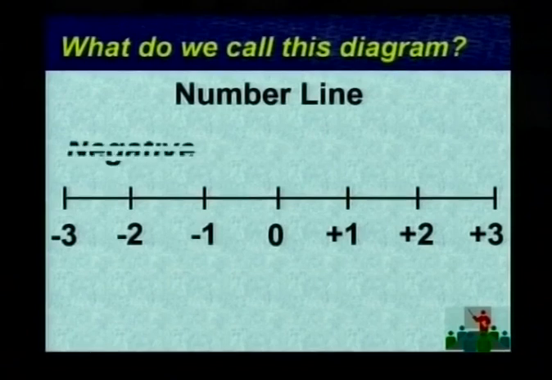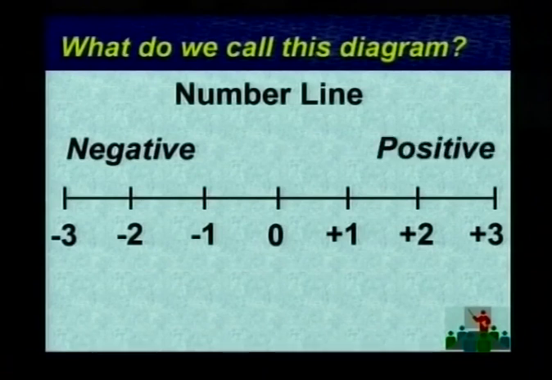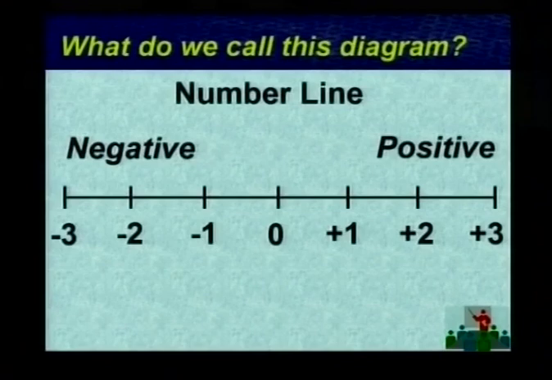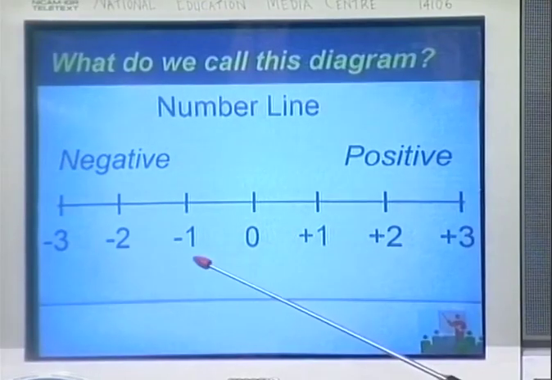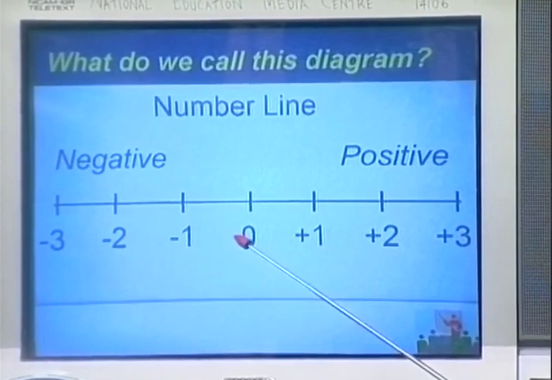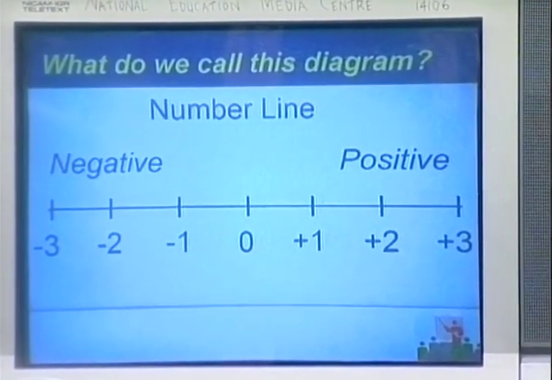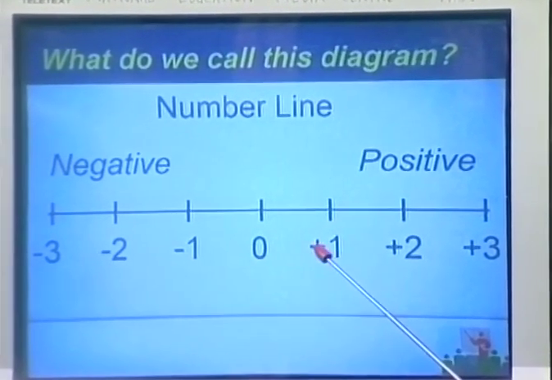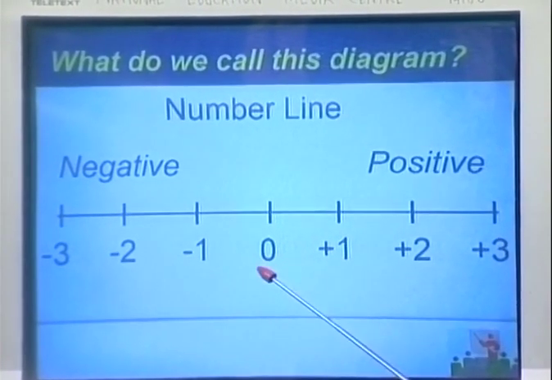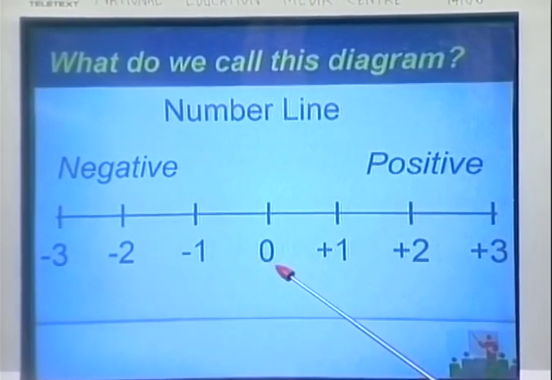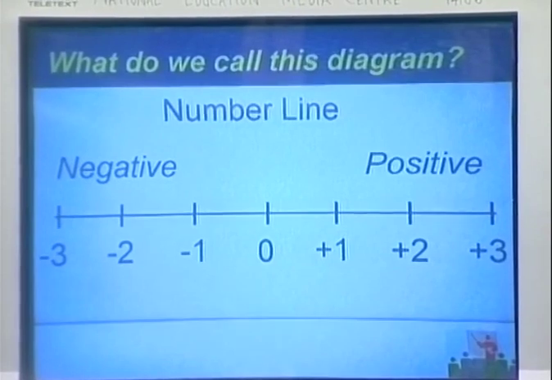Okay, we have the negative first, then we have the positive. So negative numbers are less than 0. Remember that. And positive numbers are more than 0, or bigger than 0. So remember that simple rule.